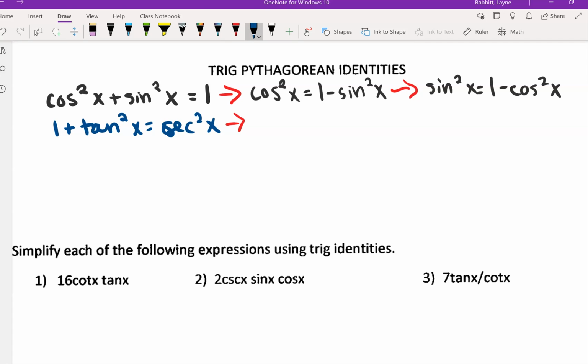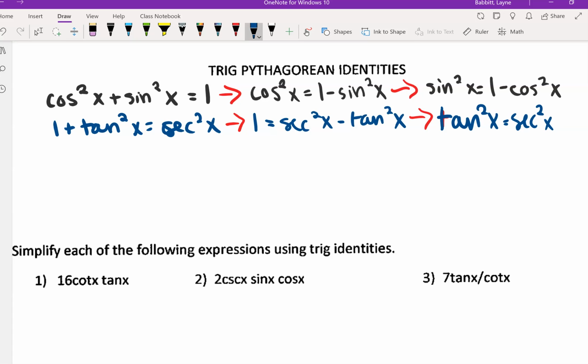So if we want to subtract tangent squared x from both sides, that's going to be the same as 1 equals secant squared x minus tangent squared x. And then that's also going to be the same as tangent squared x equals secant squared x minus 1. So those are all related to each other.